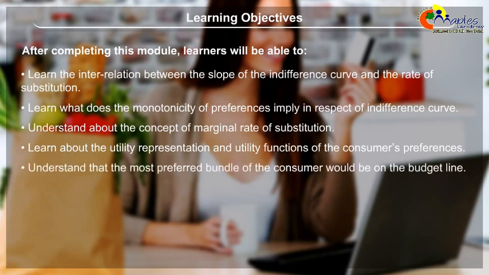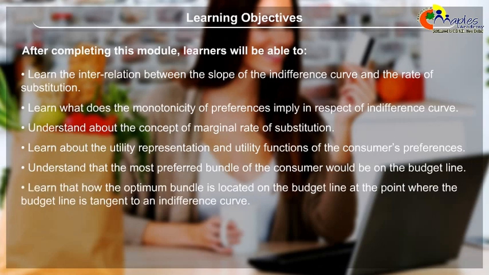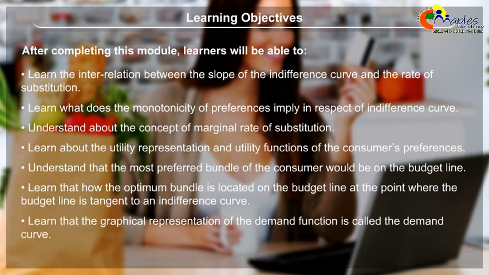Understand that the most preferred bundle of the consumer would be on the budget line. Learn how the optimum bundle is located on the budget line at the point where the budget line is tangent to an indifference curve. Learn that the graphical representation of the demand function is called the demand curve.